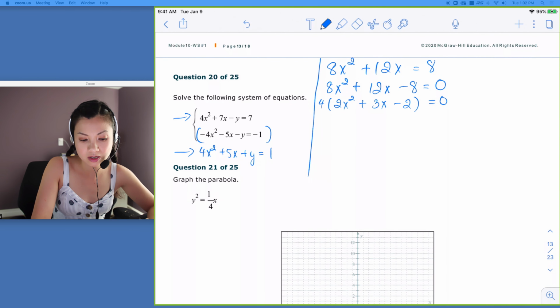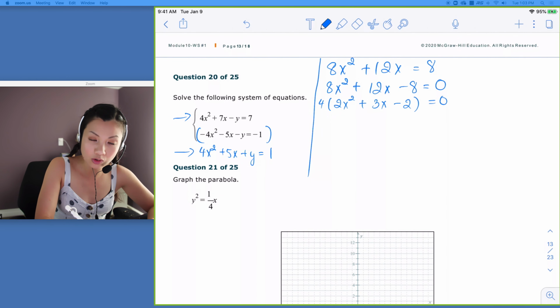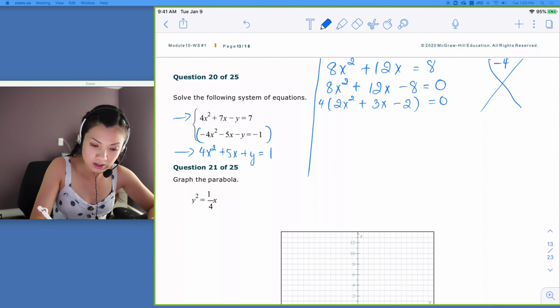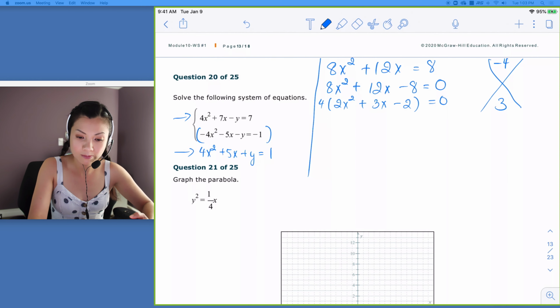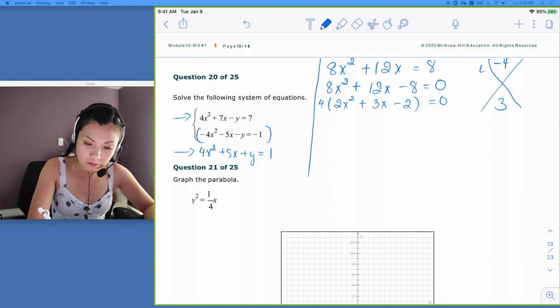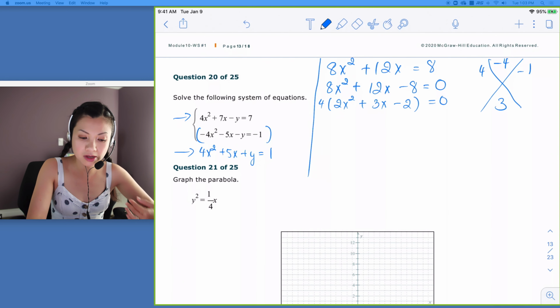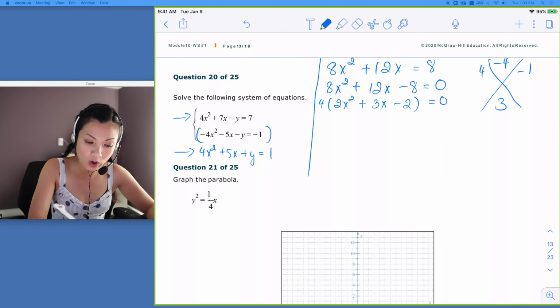Okay, and then from here you can just factor. You can ignore the 4. I'm going to factor, so I get negative 4 here, 3. I'm going to pick two numbers. When you multiply you get negative 4. When you add you get 3. So it's going to be 4 and negative 1. Okay, so I'm going to use my method. I take 4 divide by 2, that 2 right there, and then I take negative 1 divide by 2, then you reduce it.